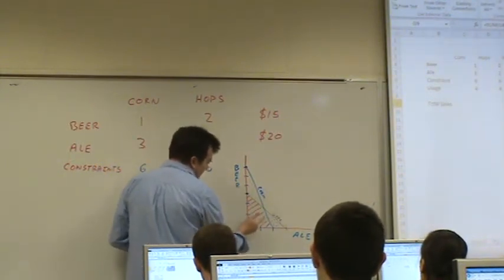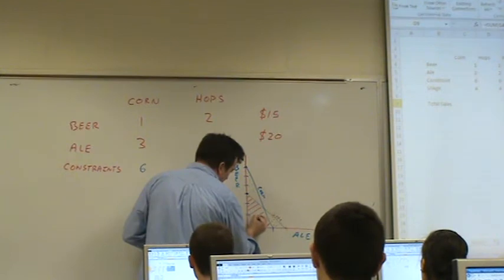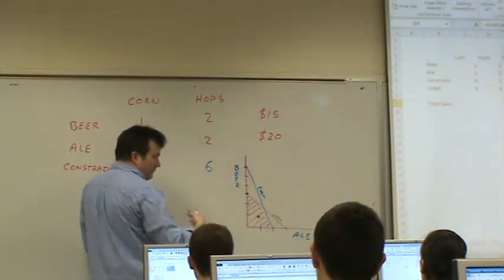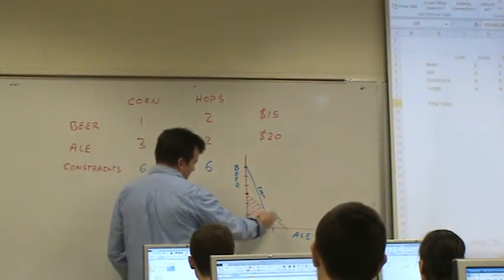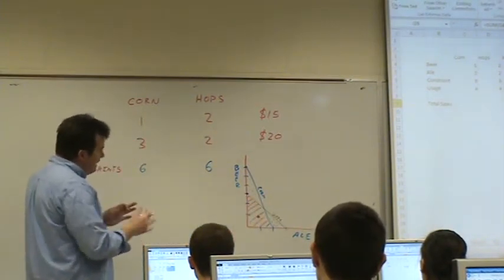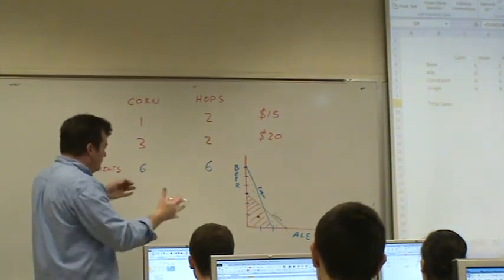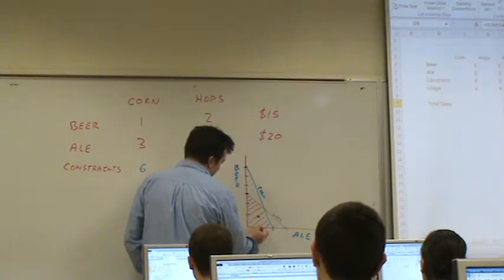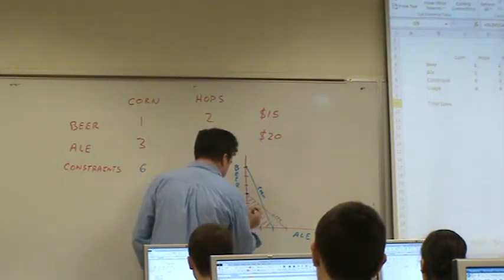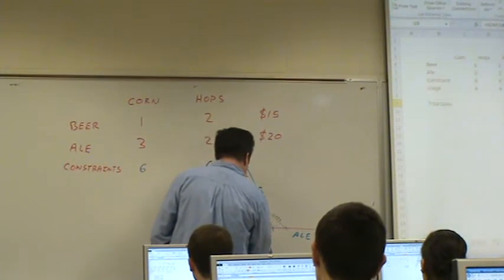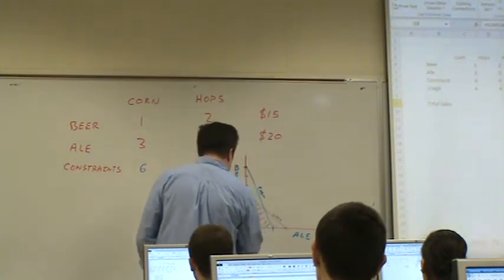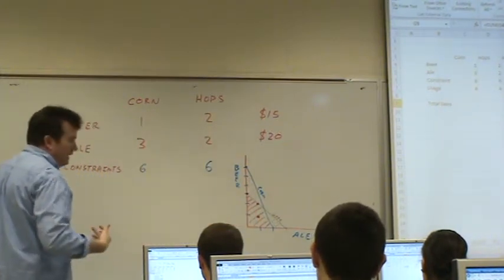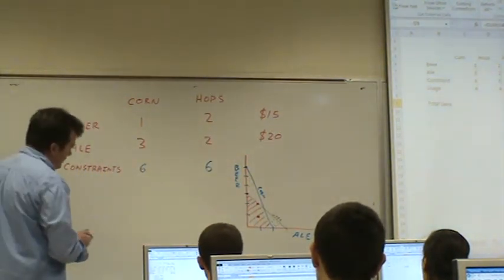We have enough material to make, for example, I'll put a point right here, the 1,1 point. We have enough material to make 1 barrel of ale and 1 barrel of beer. We have enough material for that, and actually, we'll have some left over, it looks like. So that's a possible candidate for the best answer, but maybe somewhere there's a better answer. Maybe 1 barrel of ale and 2 barrels of beer. That would be on this line. That's also a candidate, and chances are that'll have more money because we made an extra barrel of beer.